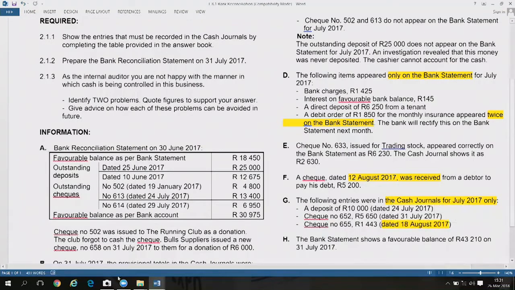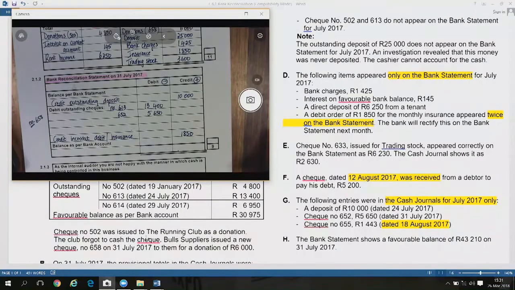What is the difference between a post-dated check received? The one that we received, we're not allowed to do anything. We put it in a safe place until the 12th of August. Then we can put it in the CRJ. Then we can take it to the bank.